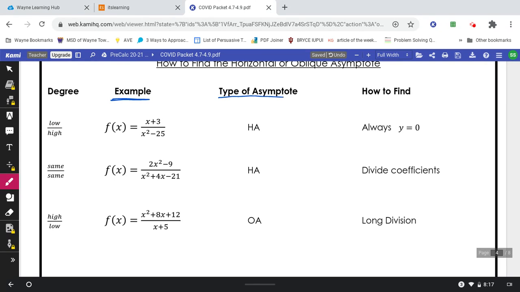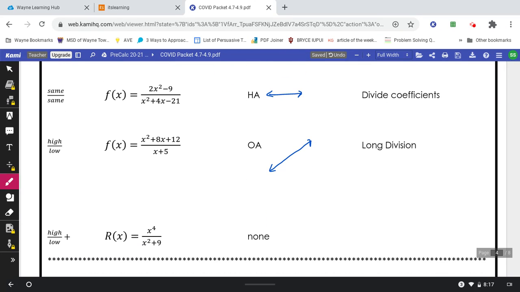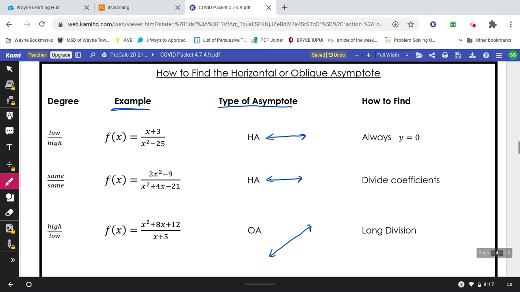In the middle, it tells you the type of asymptote. Horizontal asymptote means it's going to look just like that. OA, oblique asymptote, means it's going to be one of those diagonal lines. And then none obviously means you're not going to have any at all. And then at the end, it tells you how to find it. So let me just go through this chart with you, make sure we understand it.